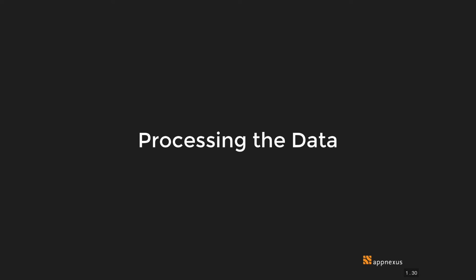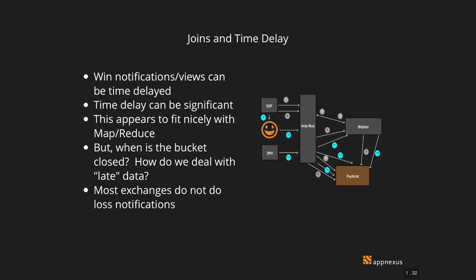Now we have to process the data. There are a couple of shared concepts in data processing that I'm going to cover quickly first. Joins. I covered this a little when I talked about how an advertising exchange works, but joins can be time delayed. You can think of this as the pixel that comes in late. We have no control over this third-party verifier. They may take 20 minutes to send the pixel through to us.